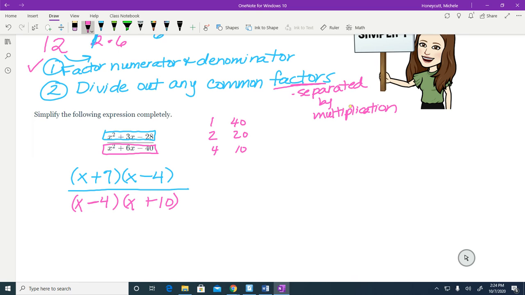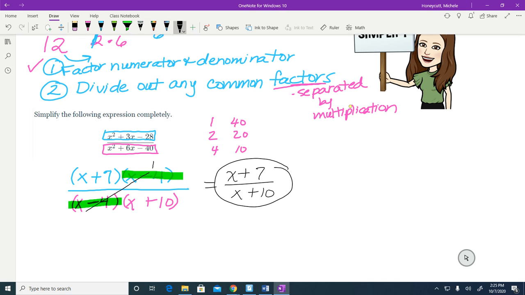So I'm going to look and see if there's anything that's separated by multiplication that's in common. Look, x minus 4, x minus 4. Those are the same. I can divide them out, and this whole thing will simplify to, because the x minus 4 divided by x minus 4 cancel out and equal 1, I'm just left with x plus 7 over x plus 10. And that's the simplified expression.